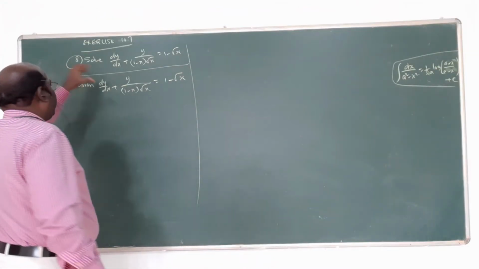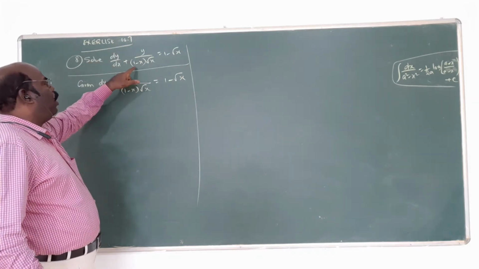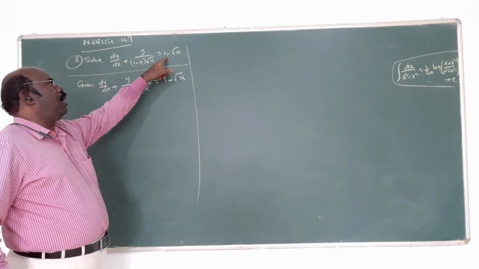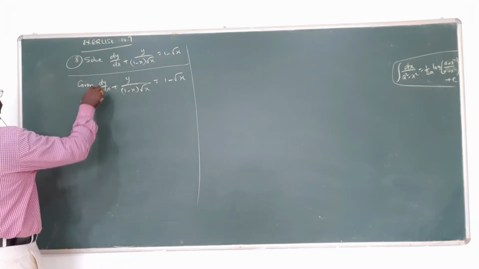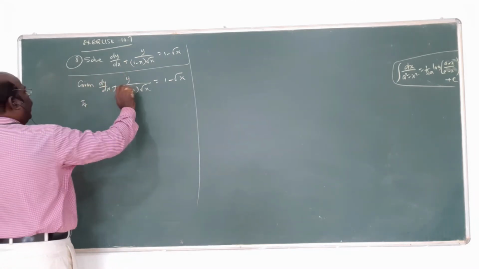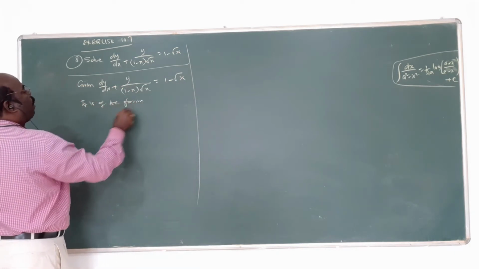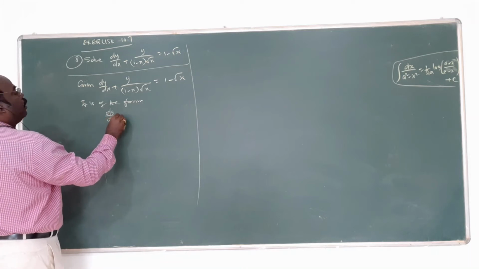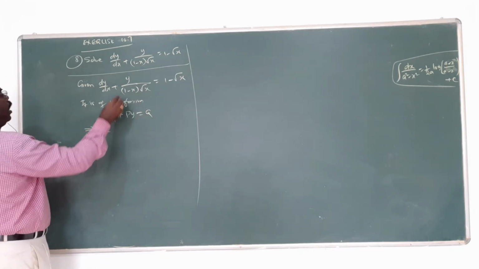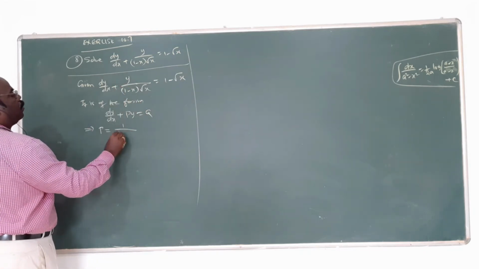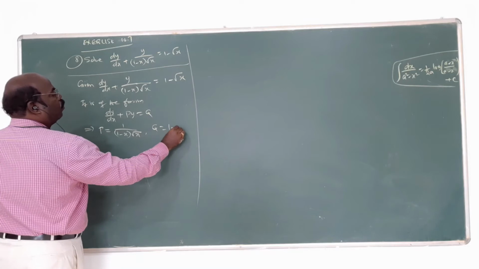Now listen here, 8th question. dy by dx plus y divided by (1 minus x) root x equals 1 minus root of x. This is given. It is of the form dy by dx plus Py equals Q. Here P, the coefficient of y, is 1 by (1 minus x) into 2 root x. Am I right?